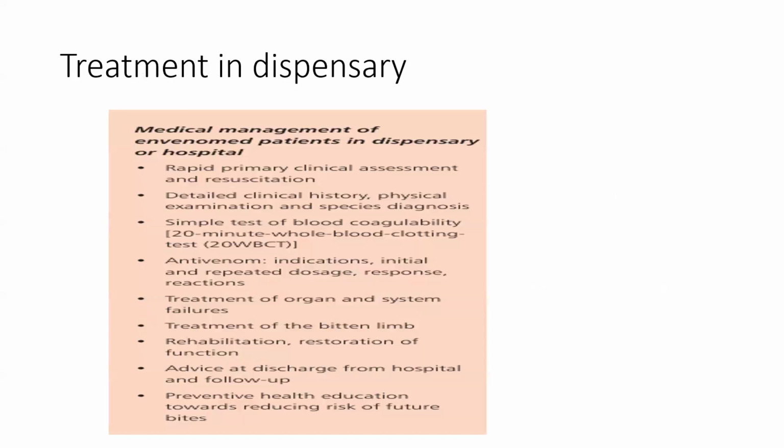Now treatment in the dispensary. Rapid primary clinical assessment and resuscitation. Detailed clinical history, physical examination and species diagnosis. Simple test of blood coagulability, that is the 20-minute whole blood clotting test. Then administration of antivenom, treatment of organ and system failure, treatment of the bitten part, rehabilitation and restoration of function, advice at discharge from hospital and follow-up, and preventive health education towards reducing risk of future bites.